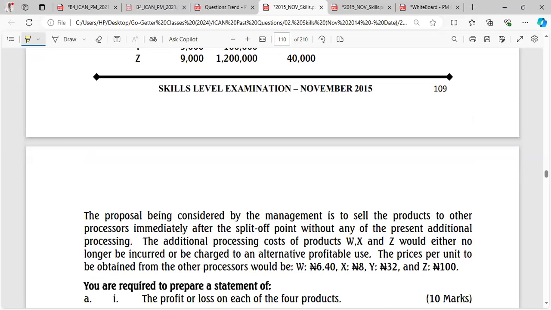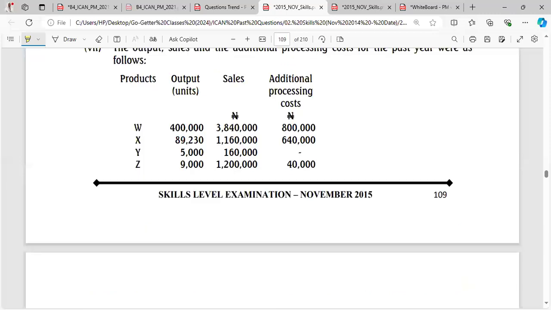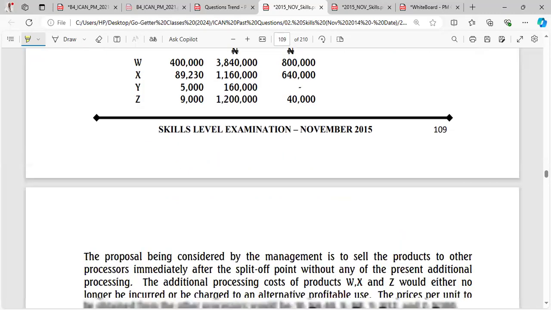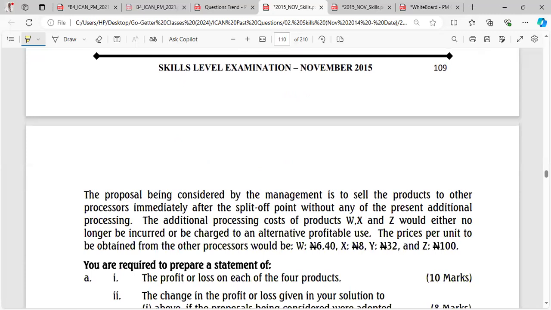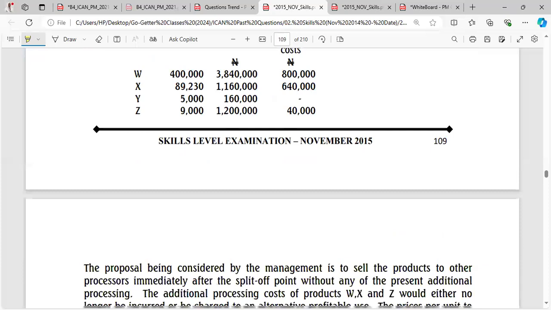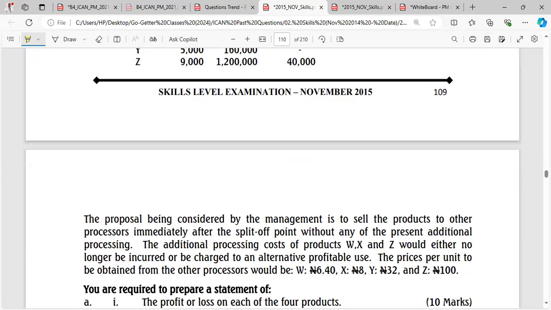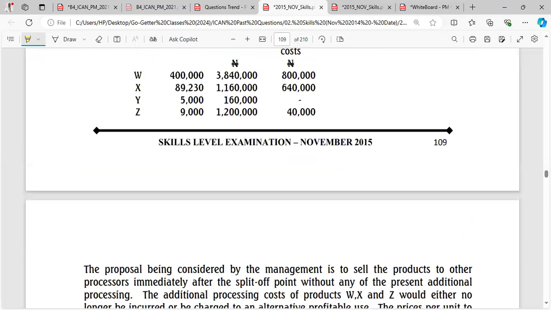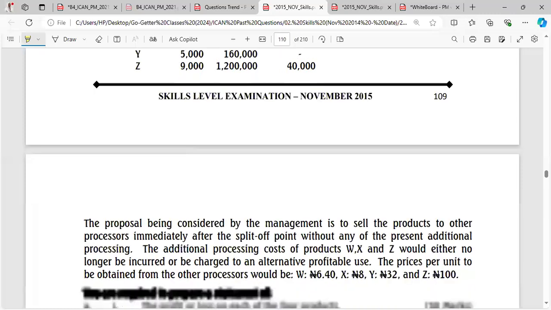So what it means is that all these quantities here, we are going to sell them to processors. So they will not do processing. So what they will do now is the prices to sell will be all of these. So that means this sales revenue is of no use for us now.